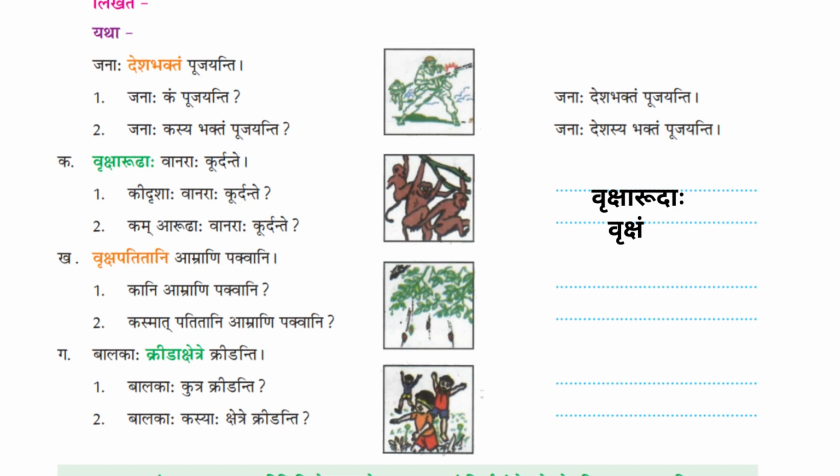Vrikshapatitani amrani pakwani. Kani amrani pakwani? Which mangoes are ripe? Vrikshapatitani. Kasmad patitani amrani pakwani. When something is falling down, from where is the question. So, kasmad patitani amrani pakwani. Vrikshat patitani amrani pakwani.